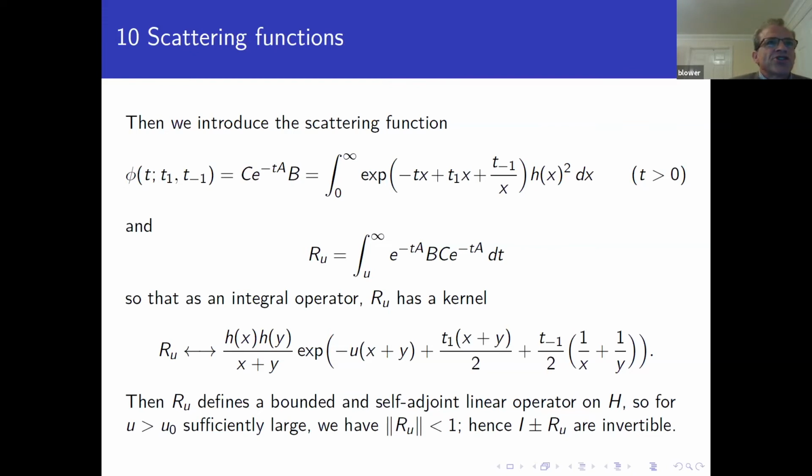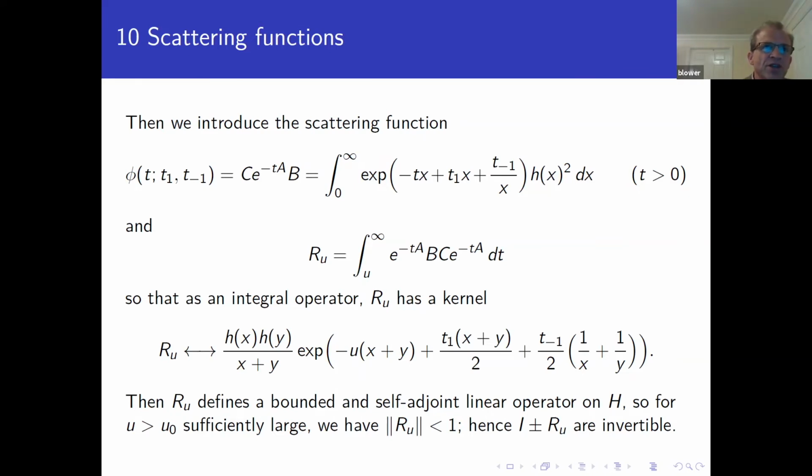Now, for such a linear system, the scattering function is given by the usual formula, c against e to the minus ta, and what we get is an integral, which, as before, is a Laplace transform with Laplace transform parameter t, and we're integrating up x, and then we've got these two other time parameters, t1x, and then t minus 1 divided by x. And then the R operator is given by the formulas before.